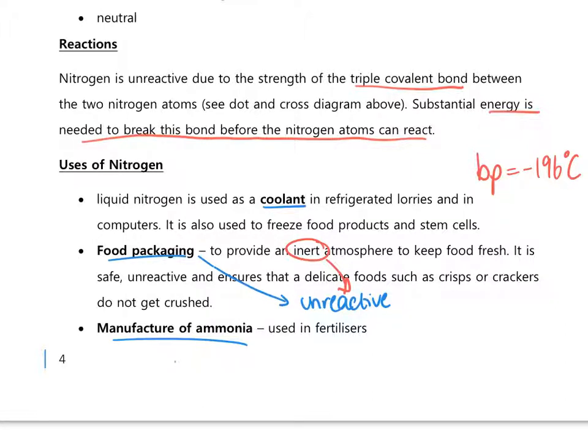Then finally, nitrogen is used in the manufacture of ammonia. It actually reacts with hydrogen in a reversible reaction. You may have seen this back in our equilibrium topic, to form ammonia, which has the formula NH3. That's the balanced symbol equation for it. But that's where nitrogen is used in the manufacture of ammonia, and ammonia is commonly used in fertilizers, so it's really important. So I would learn with that one that it's used to manufacture ammonia, and that's used in fertilizers.